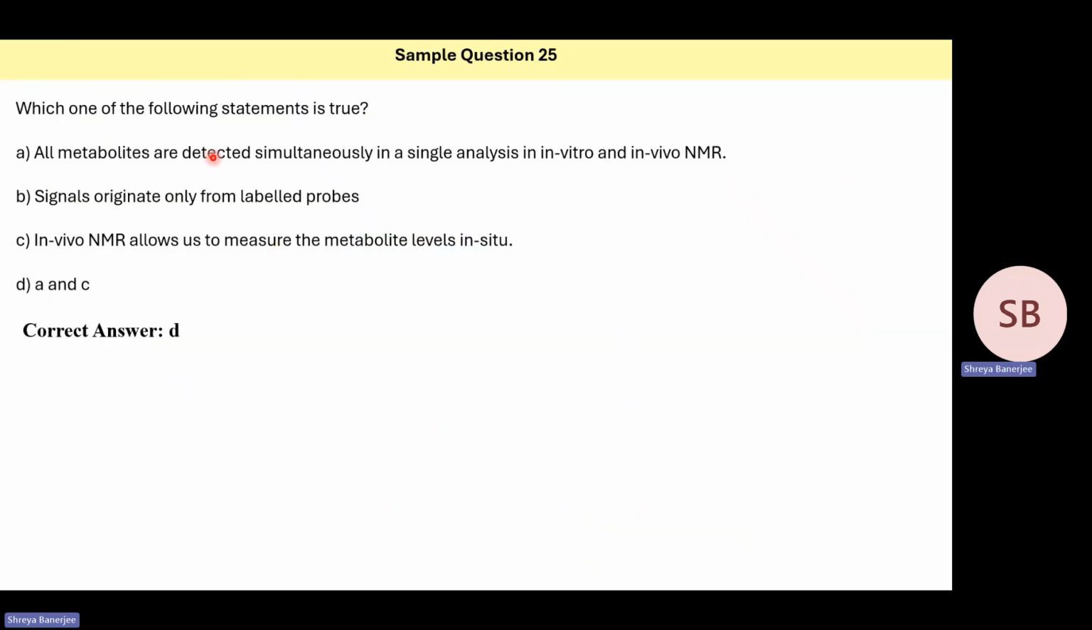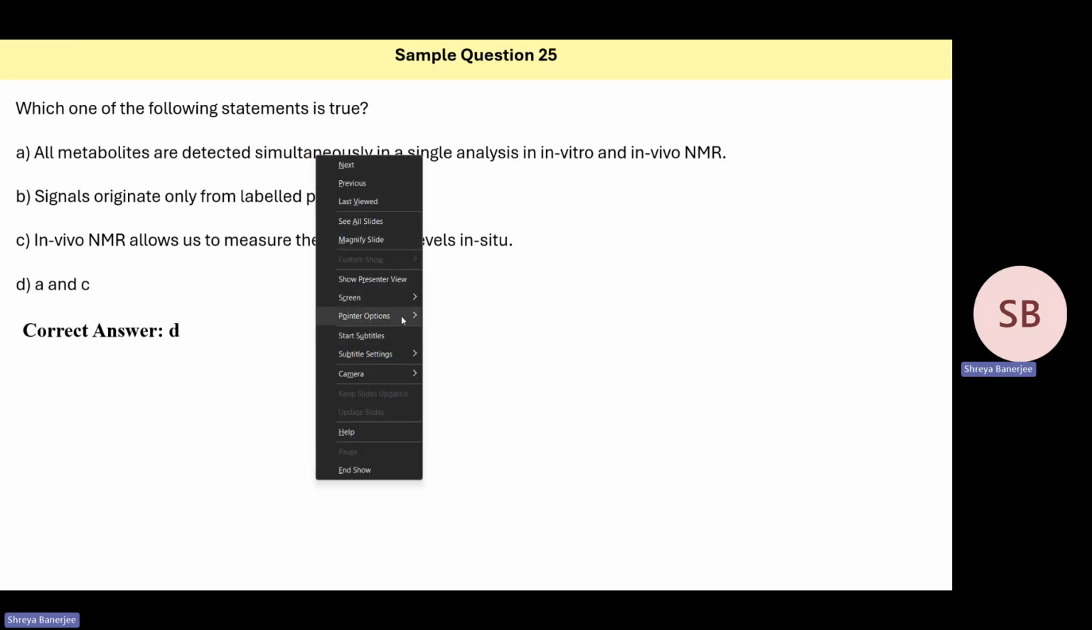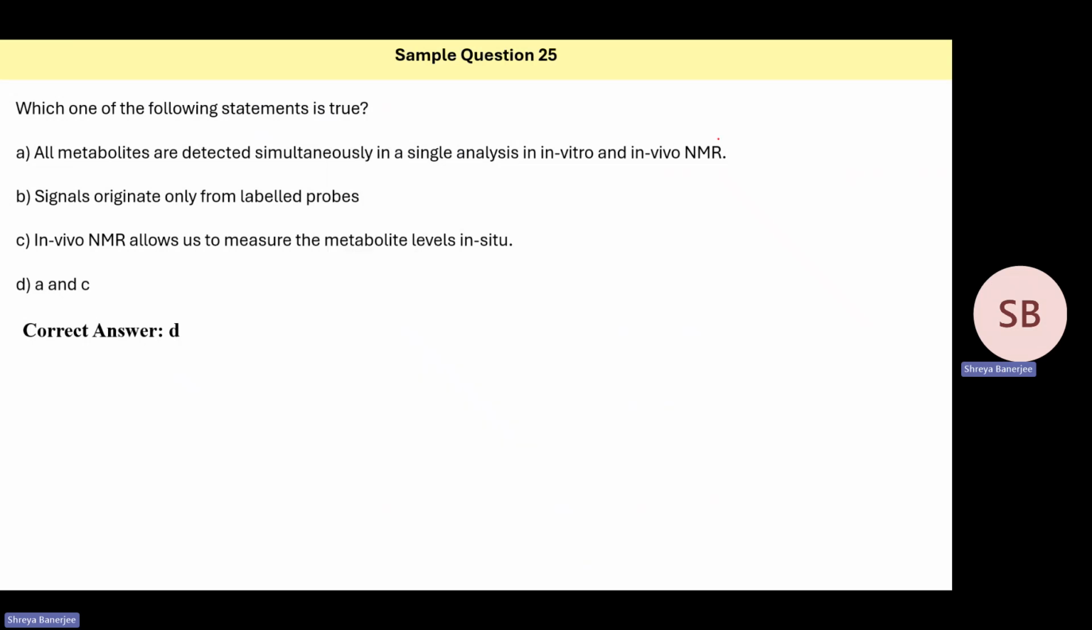So now if we look at the statements, which of the following statements is true? All metabolites are detected simultaneously in a single analysis in vitro and in vivo NMR. This is true. In one spectrum, you will see all the metabolites. In vivo signals originate only from labeled probes. This is false, because suppose you are doing 1H NMR. You will get 1H from the drug, but there is so much water present in the body, so many lipids, carbohydrates, and so on that have 1H. So you will have interfering signals from native molecules present in the body.